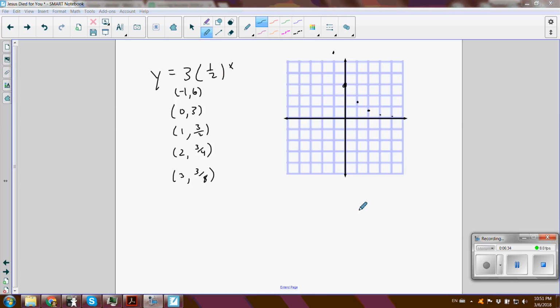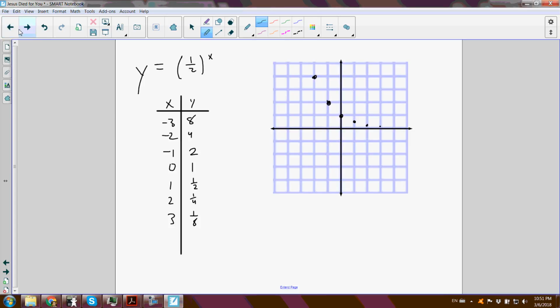The domain and range of an exponential decay function is going to be the same as the domain and range of an exponential growth function. The domain, x can be any number, so the domain will be all real numbers. And the range would still be y is greater than 0. So domain and range are the same for exponential growth and exponential decay.